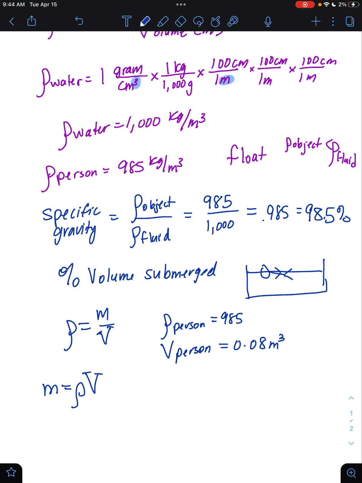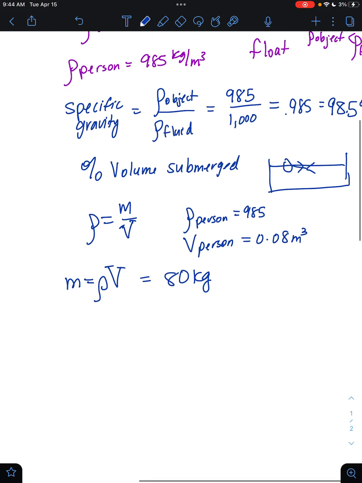I'm going to make these V's a little bigger. And so when we do that, we would get about 80 kilograms for the person, or we could then solve for the force of gravity if we needed to. So that's the important information that you really want to know about density.